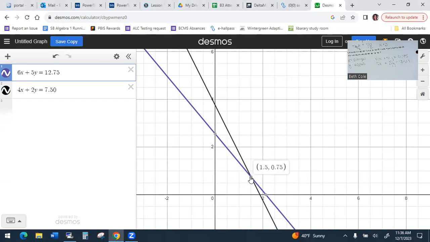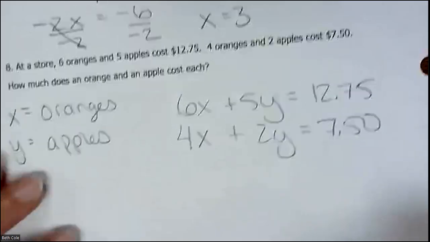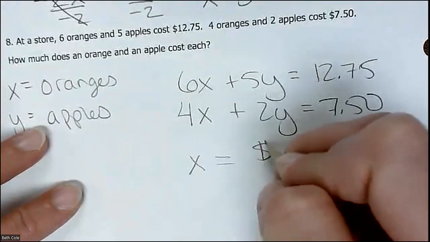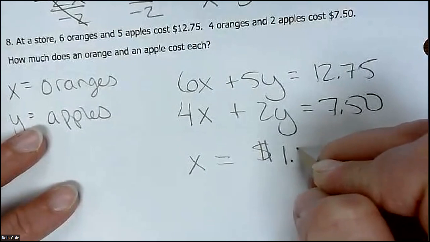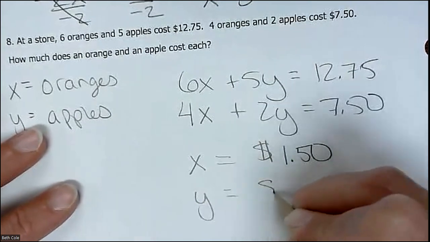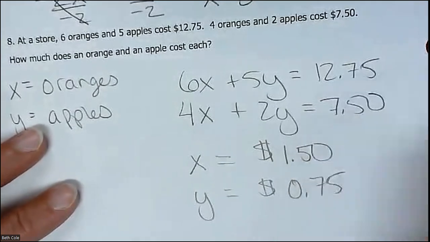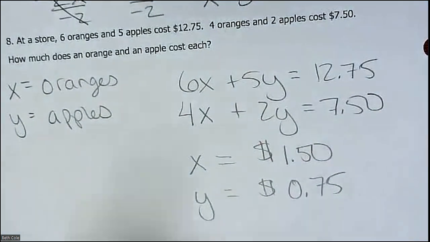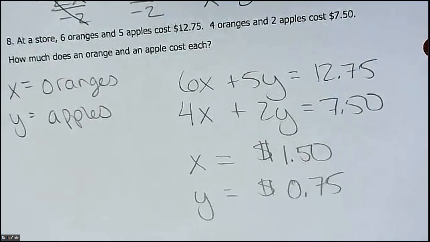What did we find? Reread the problem. What are we finding? The cost of. The cost. So when it says 1.5, the cost is actually $1.50. And when it says 0.75, it actually means 75 cents. So an orange costs more than an apple. I think that's actually true because the citrus fruits have to grow in warmer climates and stuff.